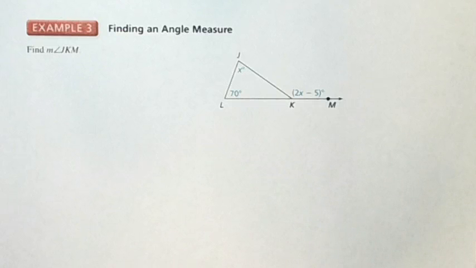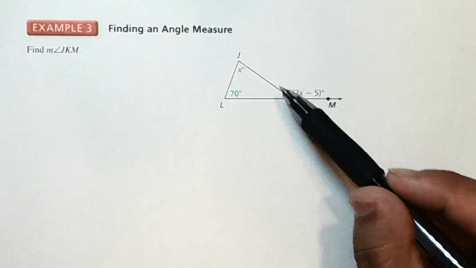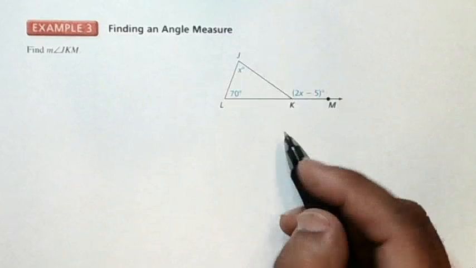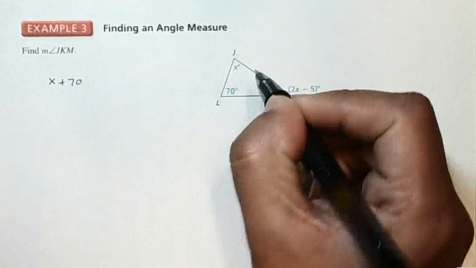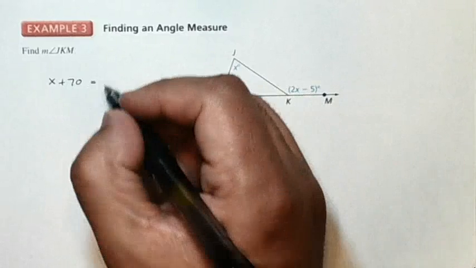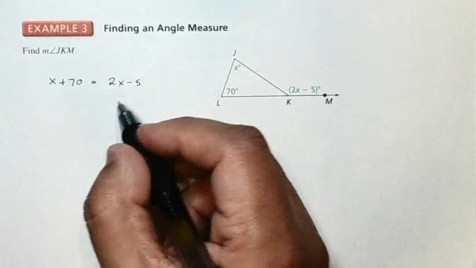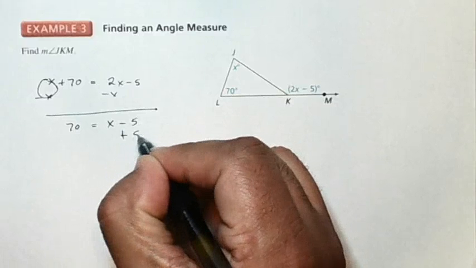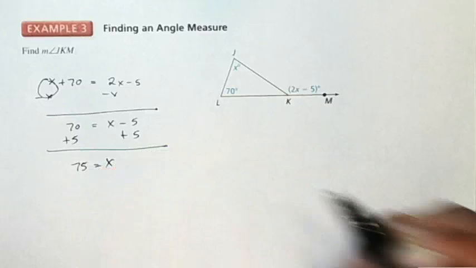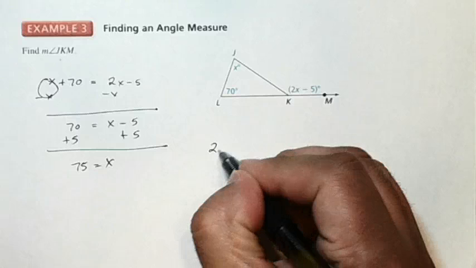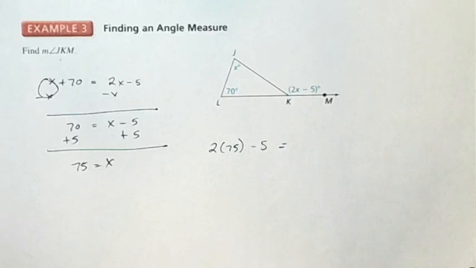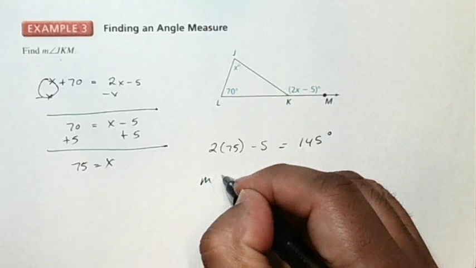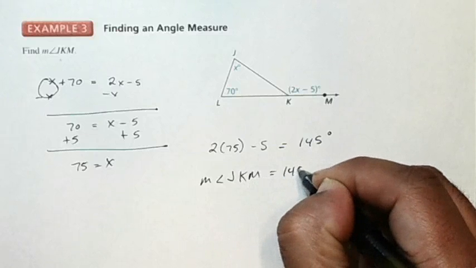All right, so let's put that theorem into practice. I have this angle JKM, this exterior angle here, and I want to solve for x so that I can find the measure of angle JKM. Based on the theorem above, the angles x plus 70, the sum of them, has to equal this exterior angle, 2x minus 5. So if I'm moving things around, I'm going to move this x towards the right. This is 70 is equal to x minus 5. Add 5 to both sides. x is equal to 75. Remember not to stop because we're looking for the angle. So I want to do 2 times 75 minus 5, and that comes out to be 145 degrees. So the measure of angle JKM is equal to 145 degrees.